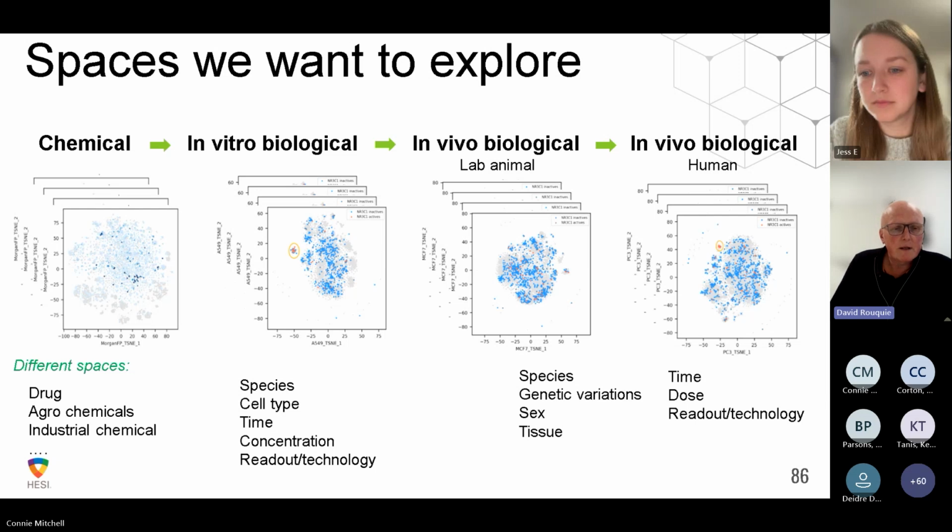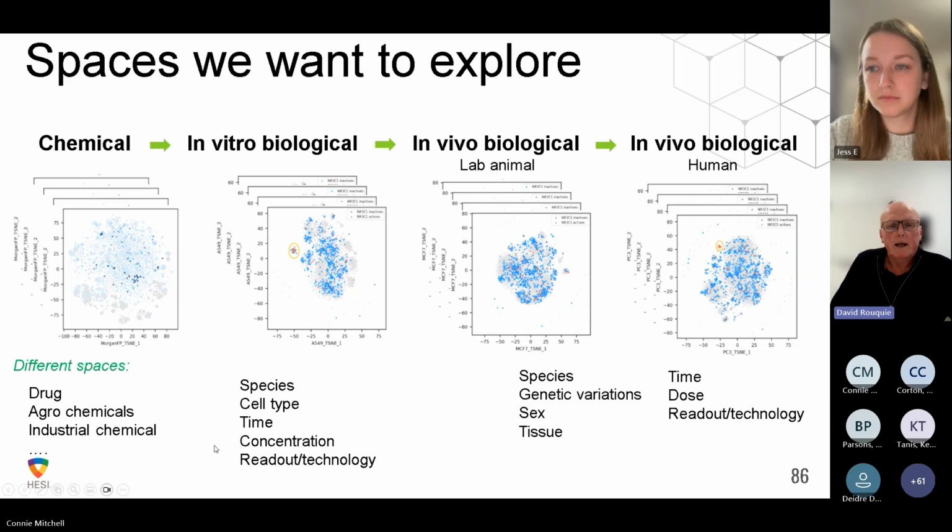So if we go into the chemical space, where in this two-dimensional representation one dot represents one molecule, you will have distinct and overlapping spaces between the drug and agrochemical sector, or even some industrial chemicals. When it comes to in vitro biological spaces, this will depend on the test system, so the species from which the cells are derived, the cell types, the time of exposure, the concentration, and the readouts. And when it comes to the in vivo spaces, you will have, of course, the species, if it is a rat, human, or whatsoever, the genetic variations, the sex, the tissues, the time, the dose, and readouts.